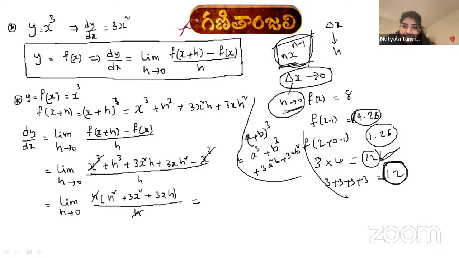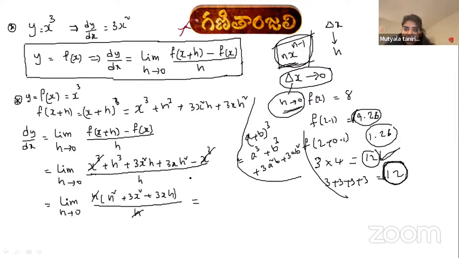Why didn't we do that in the beginning? Because we would get the 0 by 0 form. Now we don't get the 0 by 0 form, because h is cancelled.